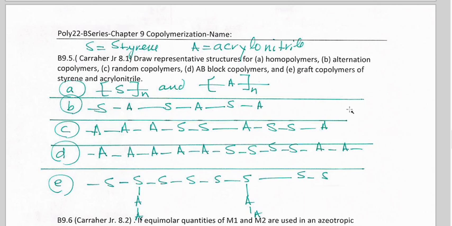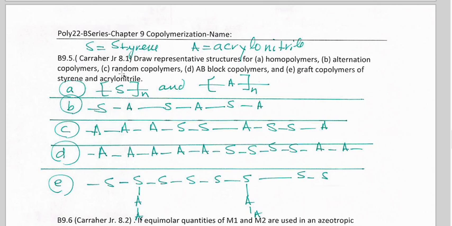Now, a couple of other problems. In this case, we're asking simple things: draw the structure for homopolymers, alternating copolymers, random copolymers, AB block copolymers, and graft copolymers of styrene and acrylonitrile. I'll show styrene by S and acrylonitrile by A. So the first question, part A, is asking us about the homopolymer.